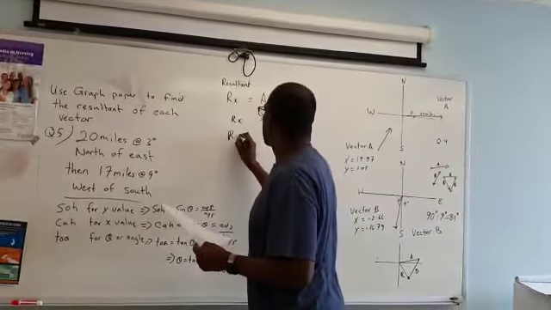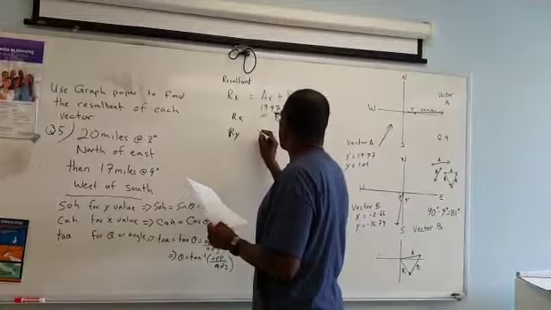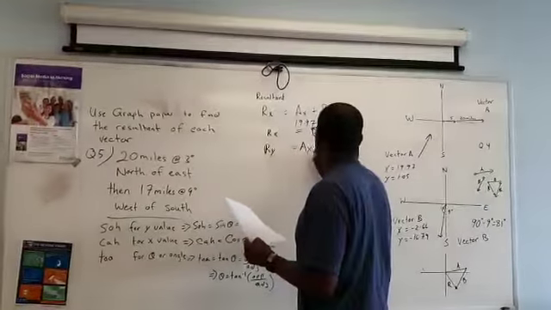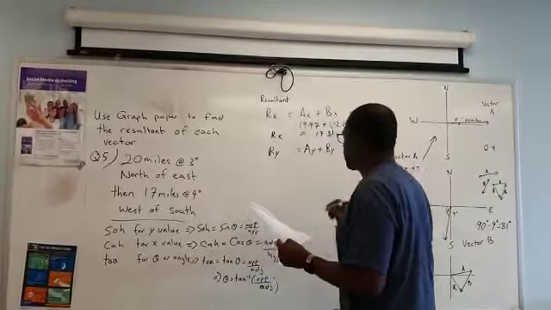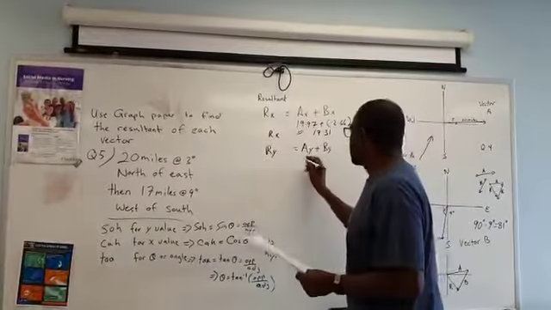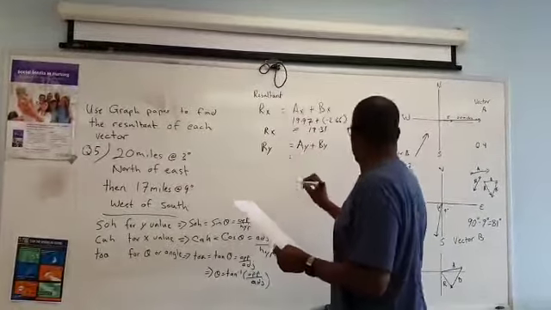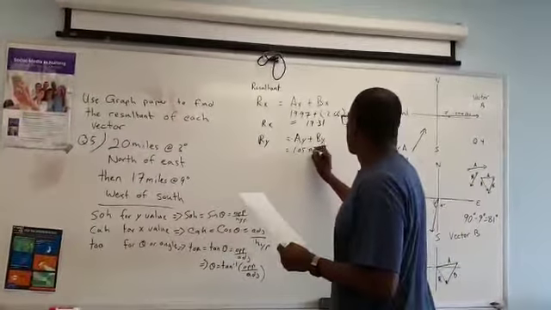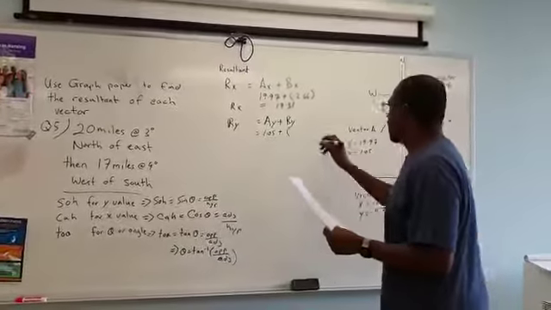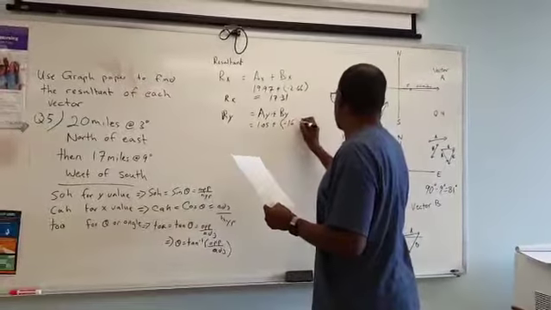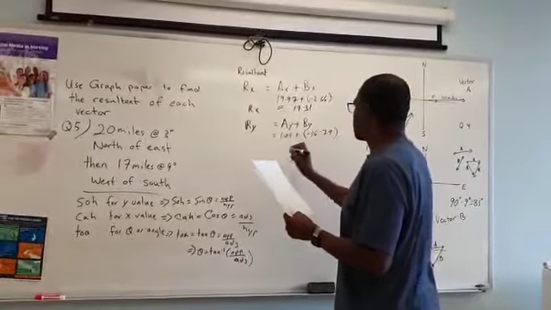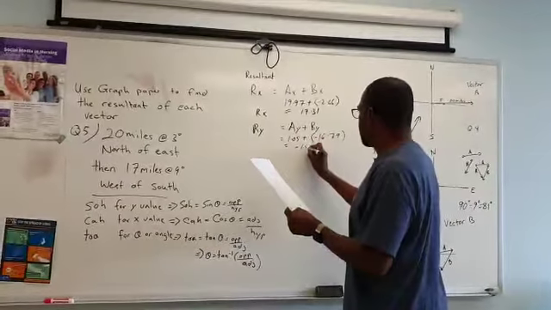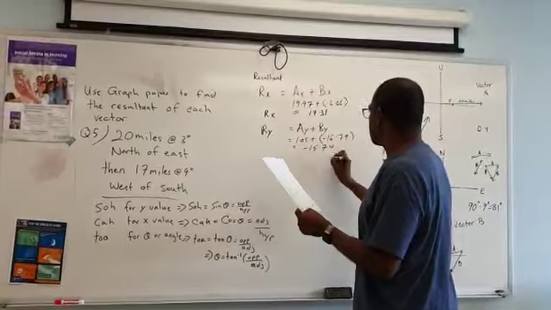Ry, the resultant y, is equal to Ay plus By, which is equal to 1.05 plus negative 16.79, which equals negative 15.74.